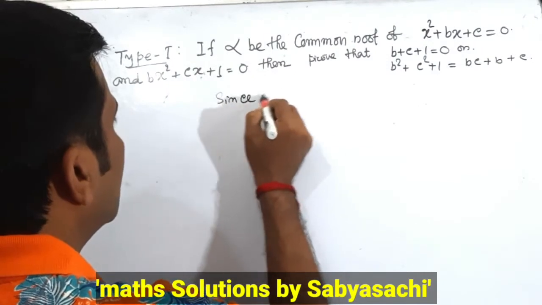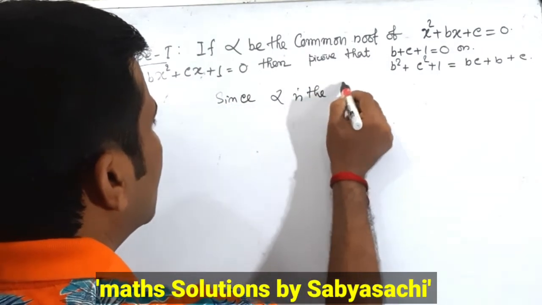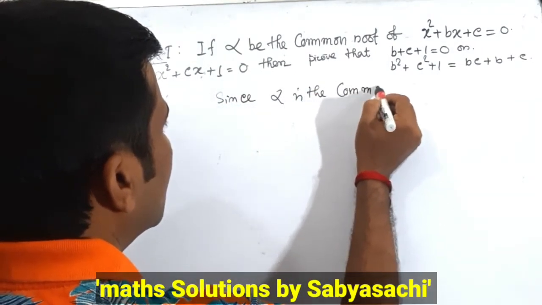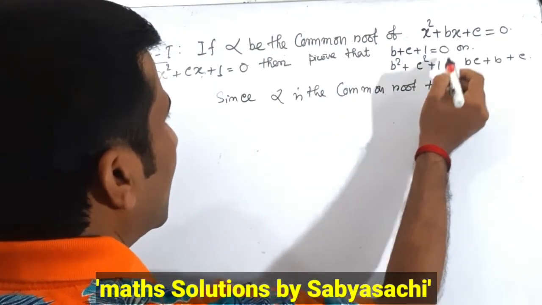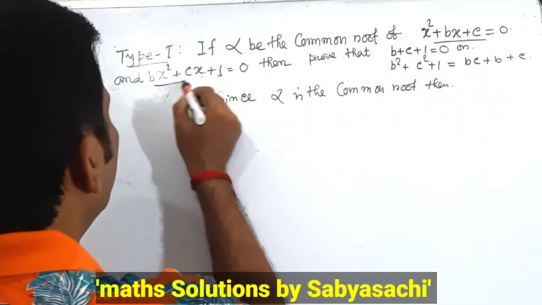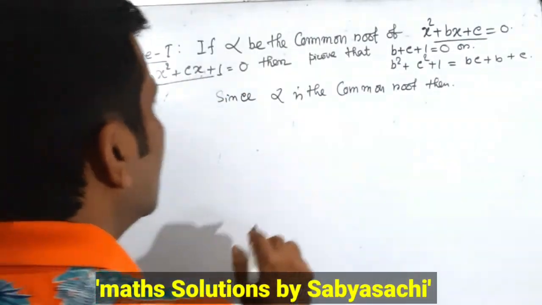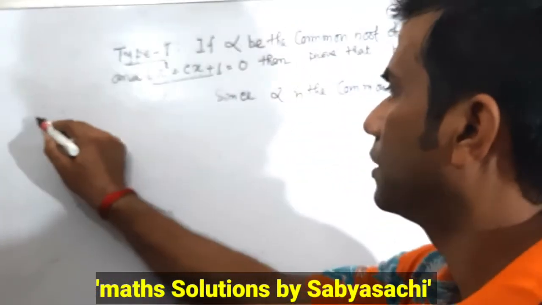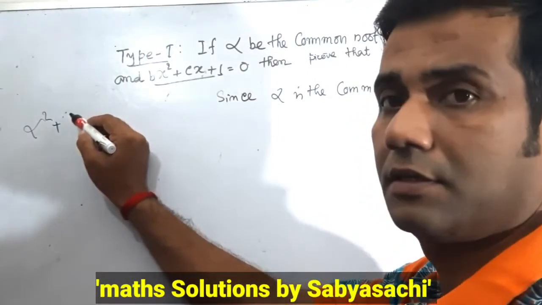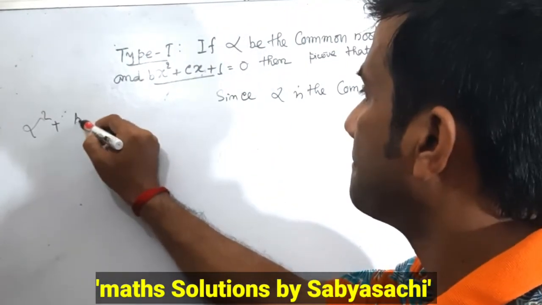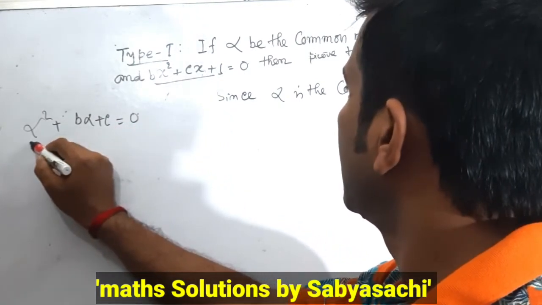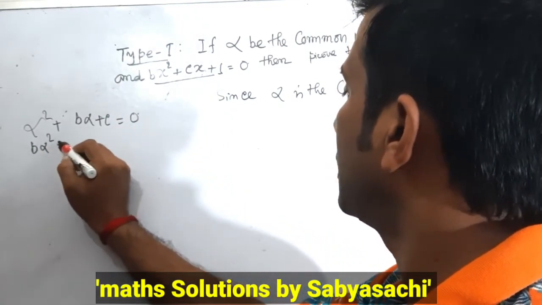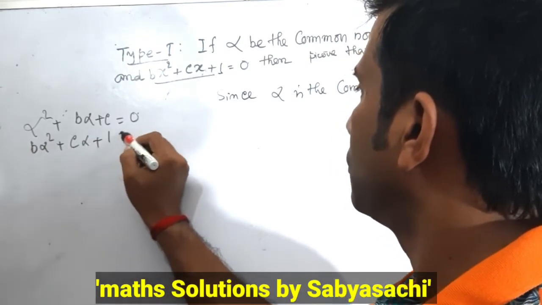Since alpha is the common root, alpha will satisfy these two equations. That means we can say that alpha square plus b alpha plus c is equal to 0 and b alpha square plus c alpha plus 1 is equal to 0.